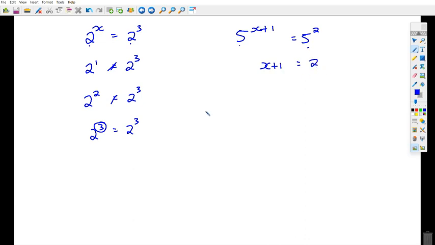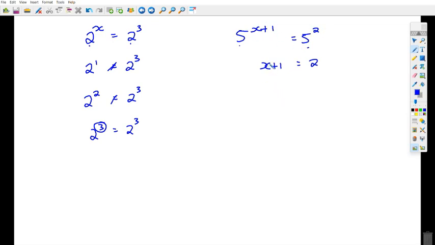I know some teachers teach dropping bases. We don't drop things in maths. You drop things at the gym. We don't drop bases. We need to understand what we are doing. We do not drop things in maths, so you need to understand the logic. That means that my exponents are equal.